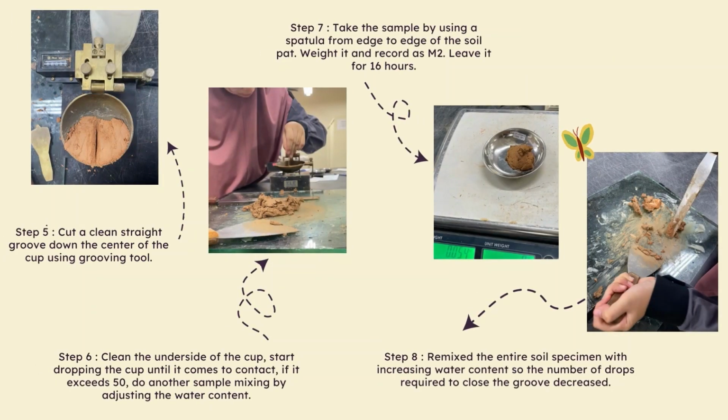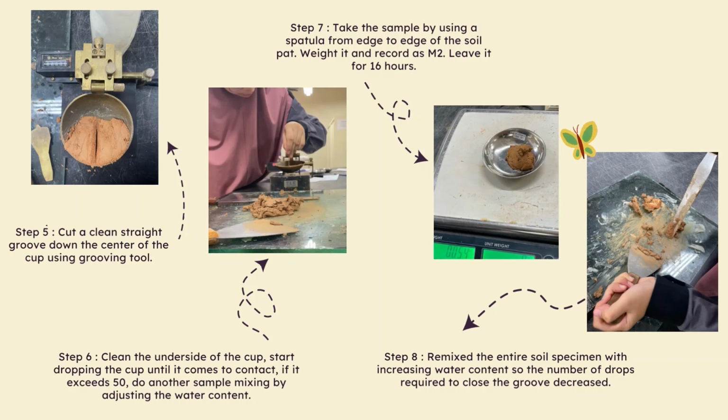Step 5. Cut a clean straight groove down the center of the cup using the grooving tool. Step 6. Clean the underside of the cup and start dropping the cup until it comes to contact. If it exceeds 50, do another sample mixing by adjusting the water content. Step 7. Take the sample by using a spatula from the edge to edge of the soil pad. Weigh it and record it as M2. Leave it for 16 hours.